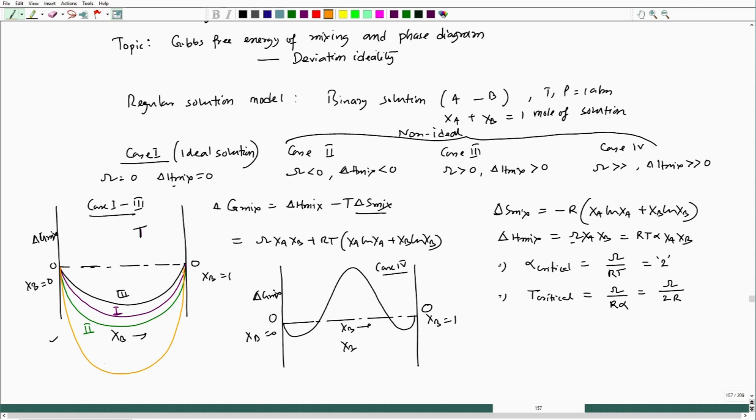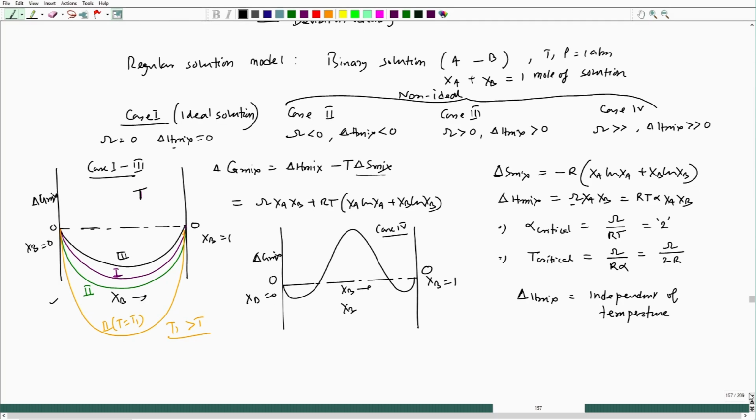Let us say whether I take case 2, at T equal to T 1 and T 1 is greater than T. Okay. So, why? Because delta H mix is independent of temperature. We have seen that before. So, we can write delta H mix is independent of temperature.